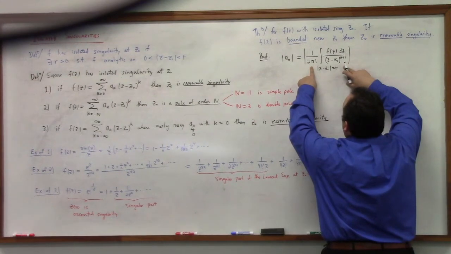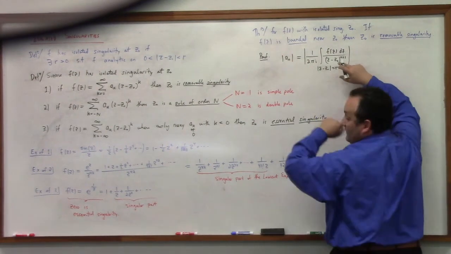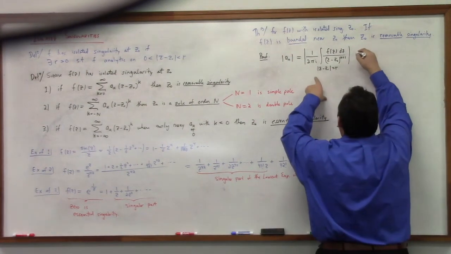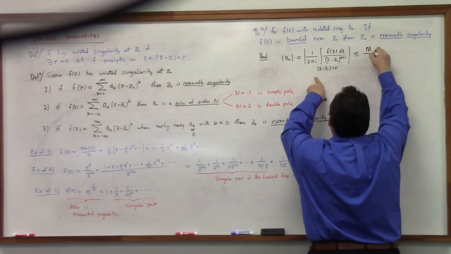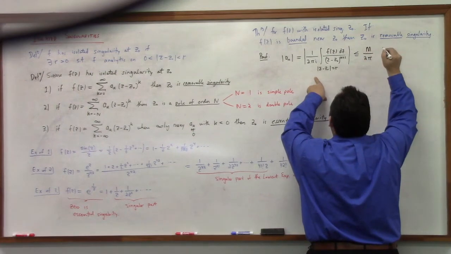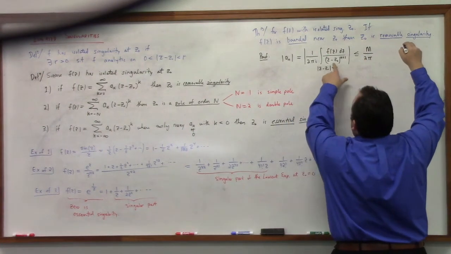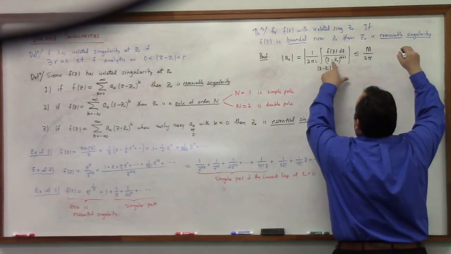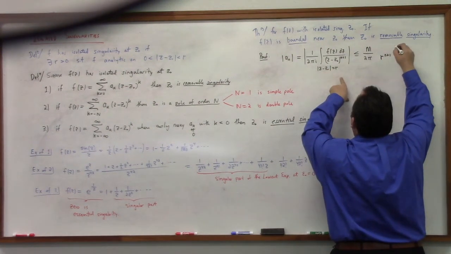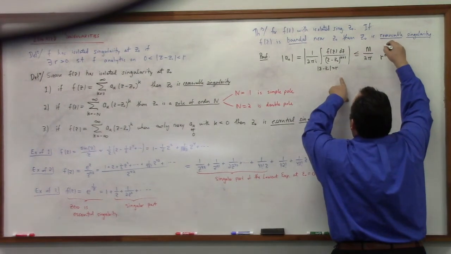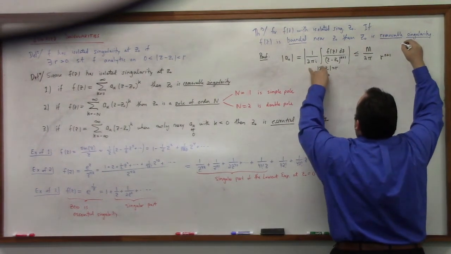But we're assuming what? That f of z is bounded. If f of z is bounded, this is less than or equal to what? That bound, M, divided by 2 pi, right? And then what is this? On the circle, that is just r to the n plus 1. And what's the ML theorem, right?